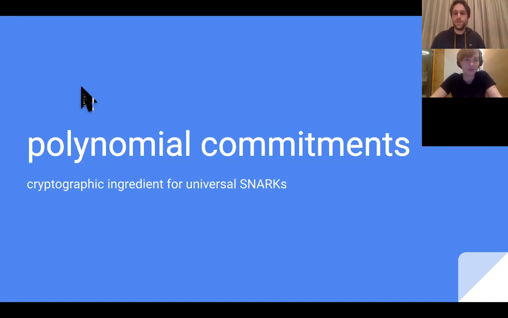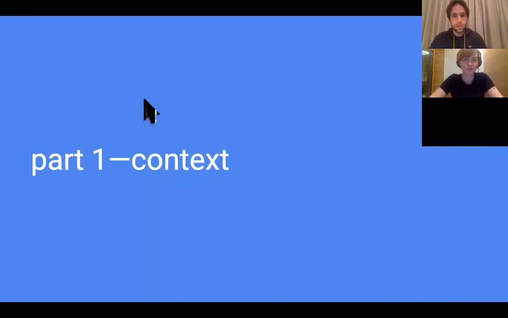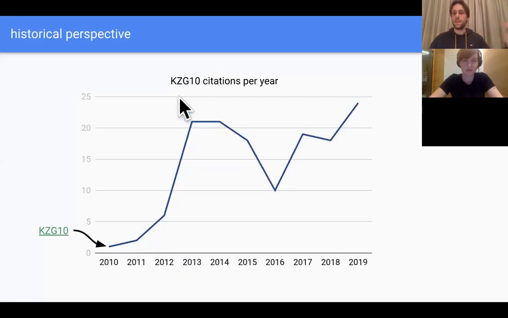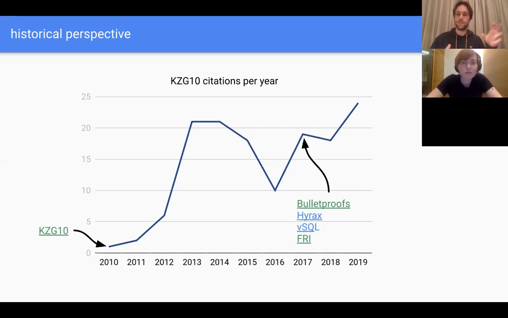Okay, so polynomial commitments are a really cool cryptographic primitive, super useful in the context of universal SNARKs, which is the new hot way of building SNARKs. I started by giving some context, including historical context, on when these polynomial commitments were first defined. The first construction was by Kate et al. in 2010.